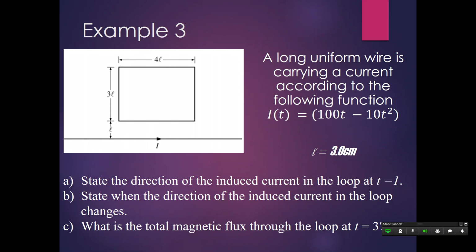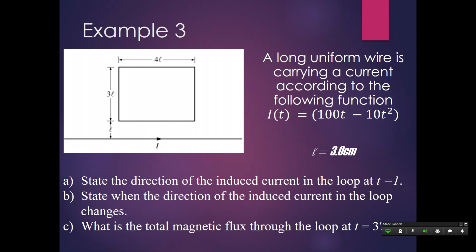Okay, so now the second question is state when the direction of the current of the loop changes. What do you guys think? When is it that it's going to stop being clockwise and start being counterclockwise? What's going to be equal? First of all, it's not talking about force, it's talking about magnetic field. So when is it that this magnetic field here is going to start?